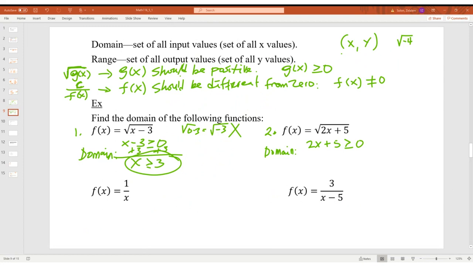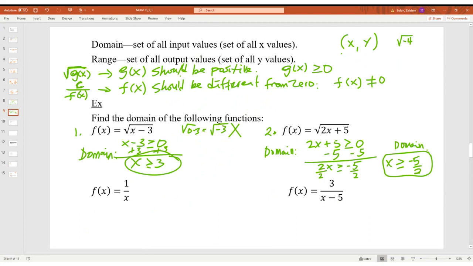Negative 5 over 2. Excellent. So you solve it like when you solve inequalities, we talked about it. It's similar to an equation. The only difference is when you divide or multiply by a negative number. Otherwise, it will be the same as solving a linear equation in this case. So x should be greater than or equal to negative 5 over 2. Any number below this is not acceptable in this function. So the domain is x greater than or equal to negative 5 over 2.